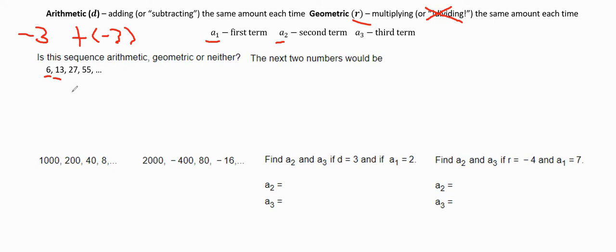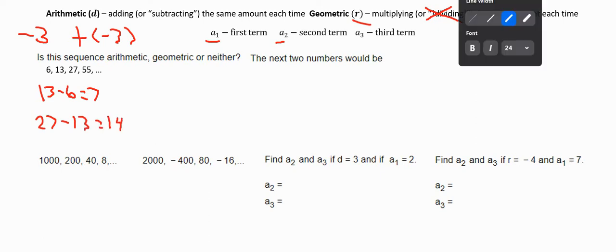So we want to find out if that is arithmetic, geometric, or neither, and then we're going to find the next two terms. Well, see if it's arithmetic. We take the second number, subtract the first. 13 minus 6 is 7. And then we take the third number, subtract the second number. 27 minus 13 is 14, so that's not a match, so we're done at that point. We know it's not arithmetic.